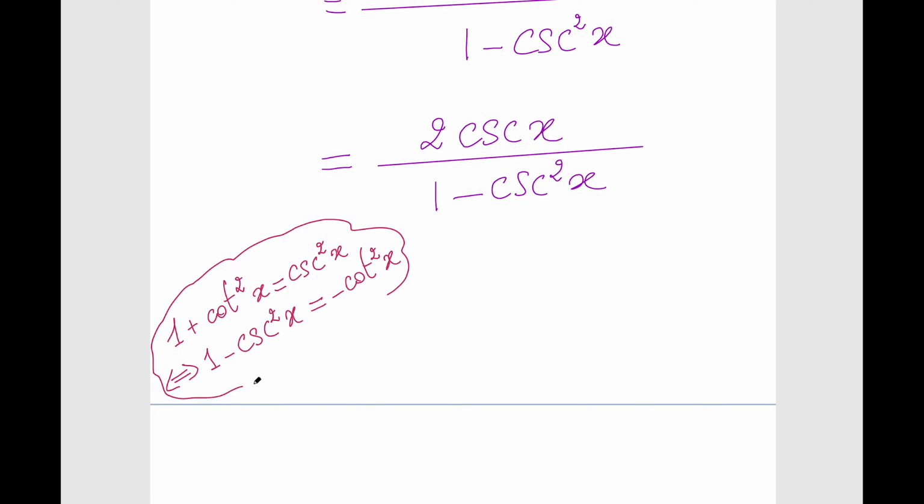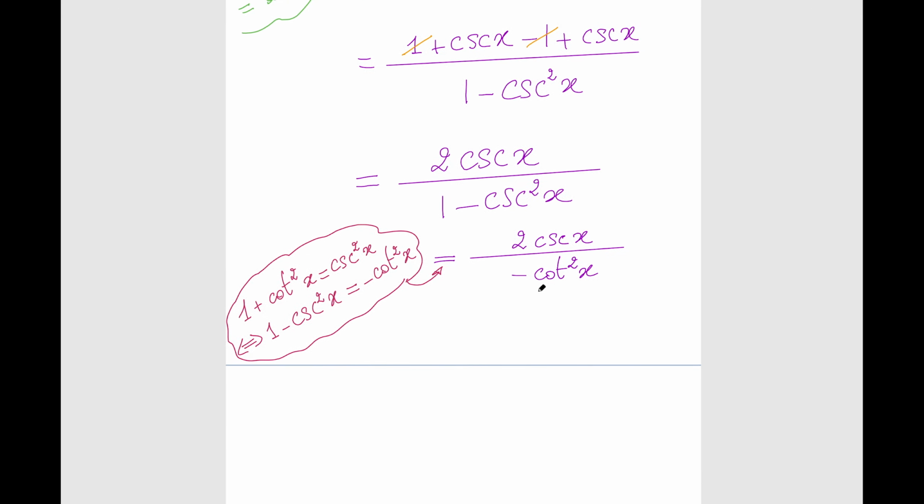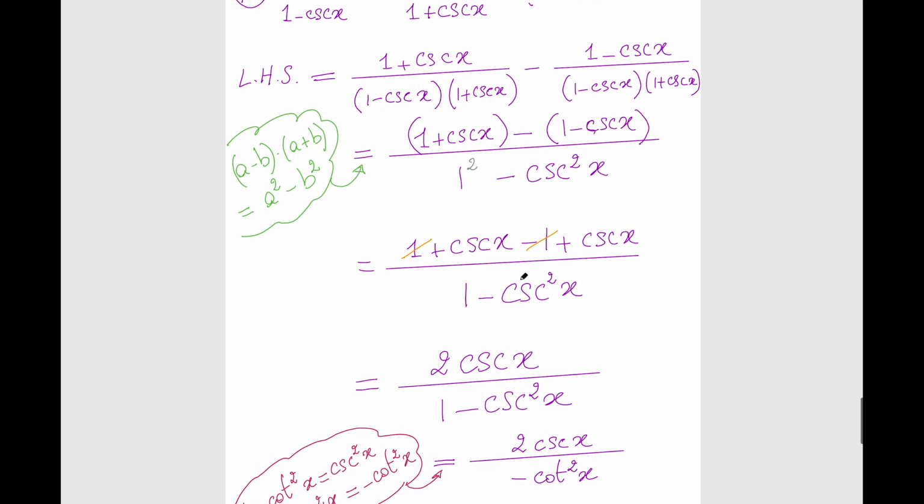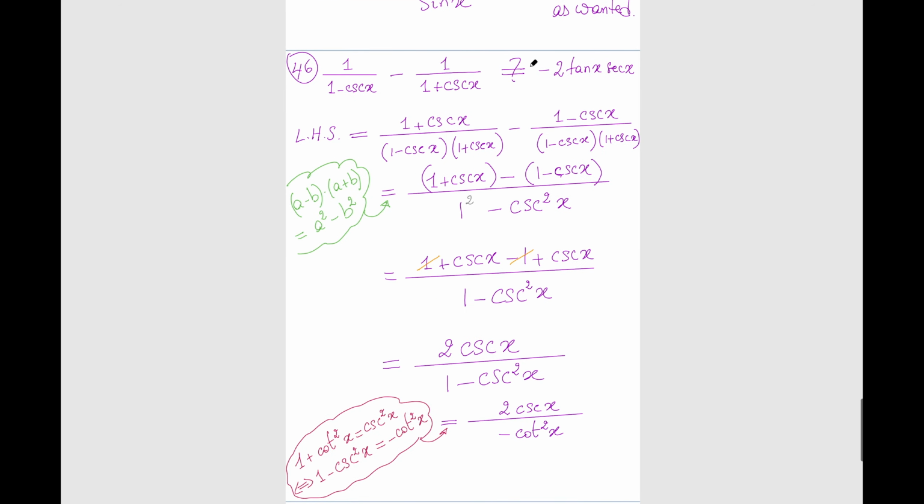So how about we employ it here for the denominator? Let's see how it's going to unfold. Downstairs is going to be negative cotangent squared of x, and 2 cosecant of x upstairs still. Correct? So we got our minus. Remember, in the desired right-hand side there is a minus. We got it.